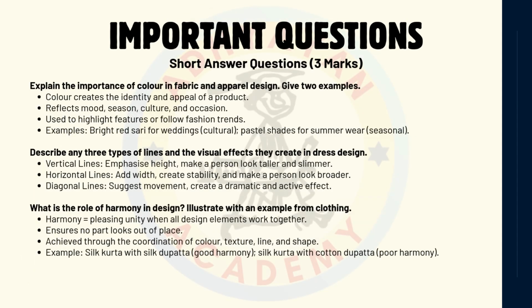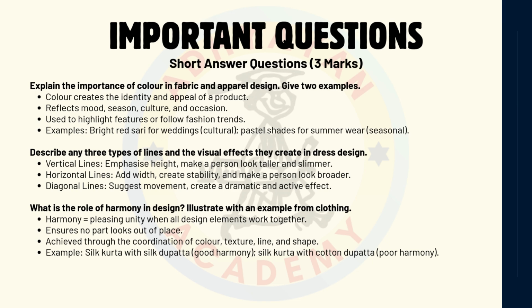Short answer questions, 3 marks. Explain the importance of color in fabric and apparel design. Give 2 examples. Color creates the identity and appeal of a product. Reflects mood, season, culture, and occasion. Used to highlight features or follow fashion trends. Examples: bright red sari for weddings, cultural; pastel shades for summer wear, seasonal.